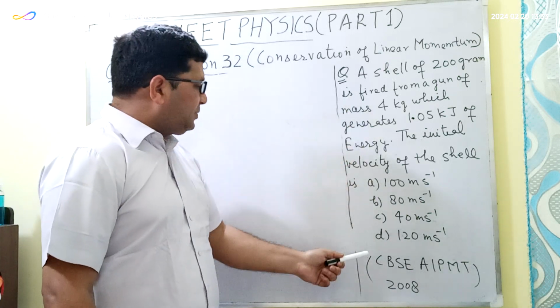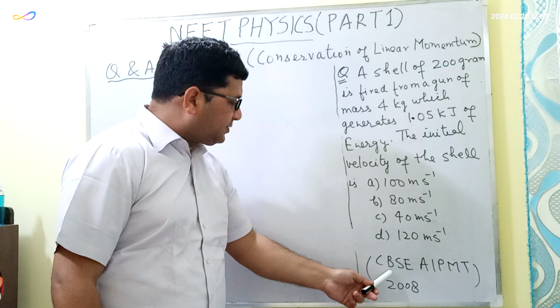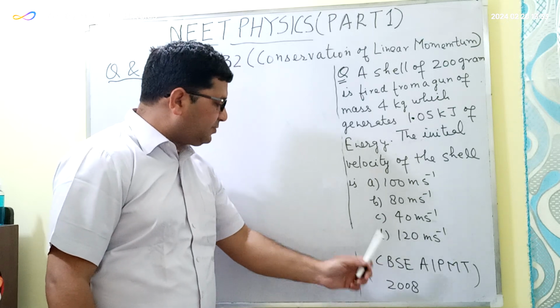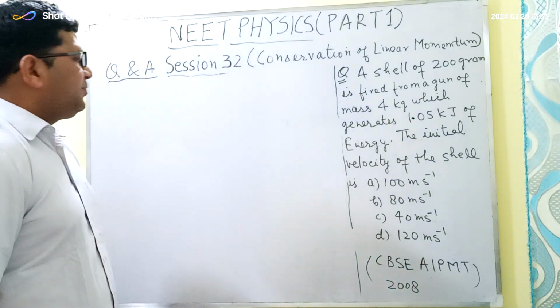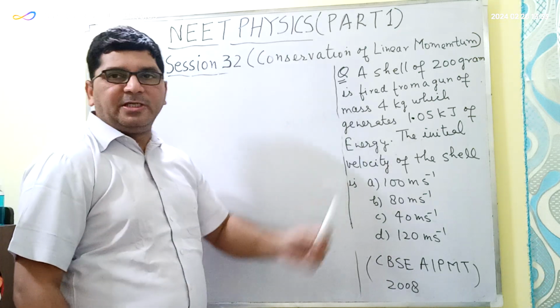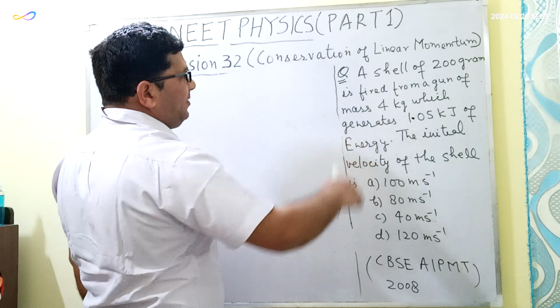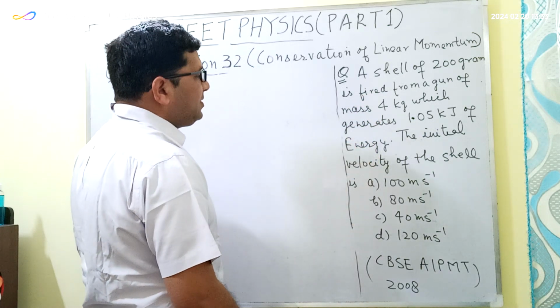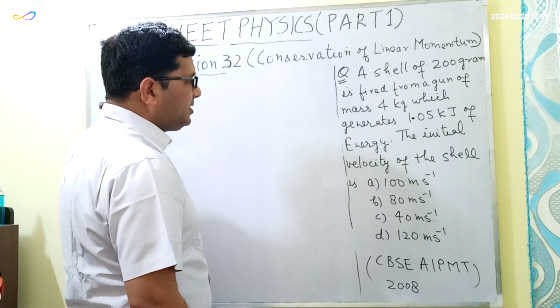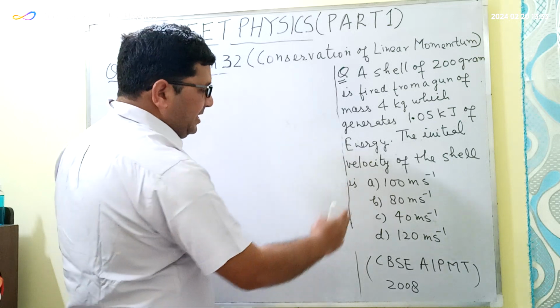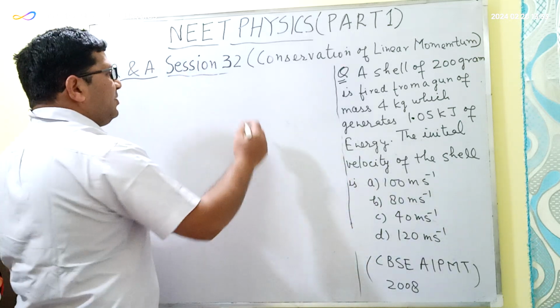So here I have taken this question which was asked in the CBSE All India Pre-Medical Test in 2008, and this question is based on the law of conservation of linear momentum. The question is: a shell of 200 grams is fired from a gun of mass 4 kg which generates 1.05 kilojoules of energy. So the initial velocity of the shell is, there are 4 options here, so we have to find the correct one.